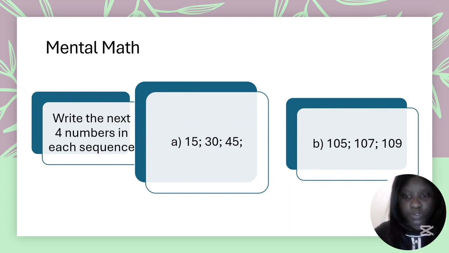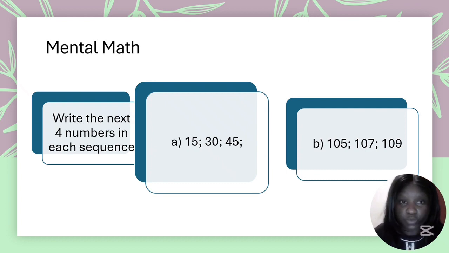So when we look at A, we've got 15, 30, 45. But we need to find the difference between these numbers. When we look at the difference, it's 15. So when we add in our mental maths, we say 15, 30, 45. 45 plus 15 gives us what? 60. 60 plus 15 gives us what? It gives us 75. And that is how we do our mental maths in adding.